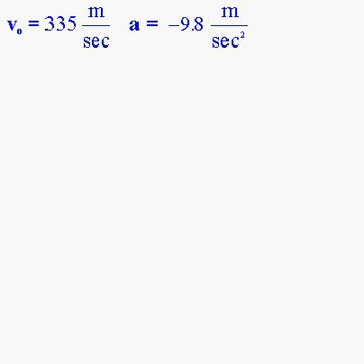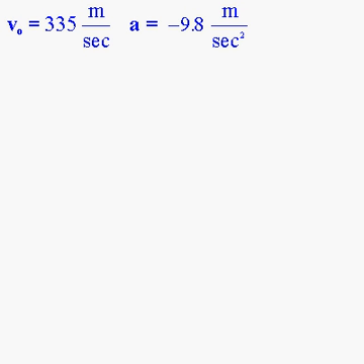In this example, we're dealing with a bullet that has been shot straight up into the air. It is given an initial velocity of 335 meters per second. Now, by giving the velocity a positive value, I've just defined direction. Up is positive, down is negative. The bullet's in free fall, so its acceleration is negative 9.8 meters per second squared. The acceleration is negative because the acceleration is pointed downwards.